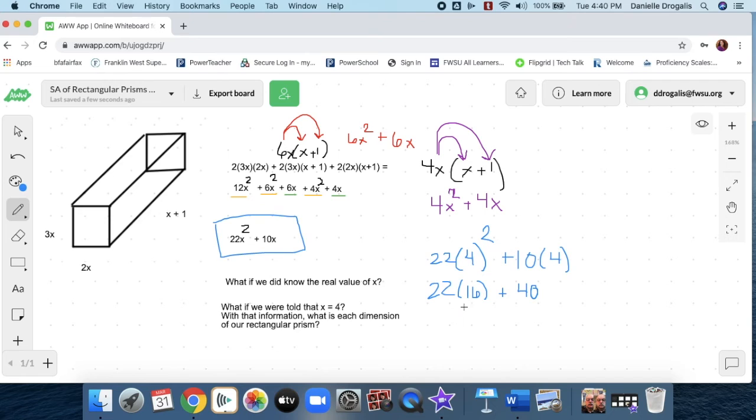So 22 times 16, you could throw into the calculator. You could try some mental math. You could scratch it out on paper. You should do the method that best supports you where you are at in your learning. And so now you have 352 plus 40. And that should consolidate all to 392.